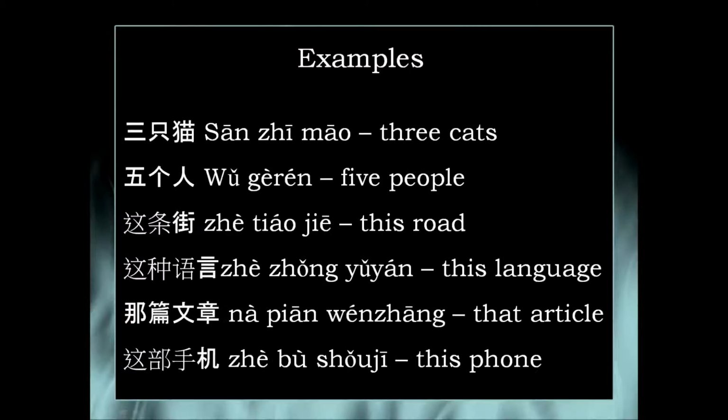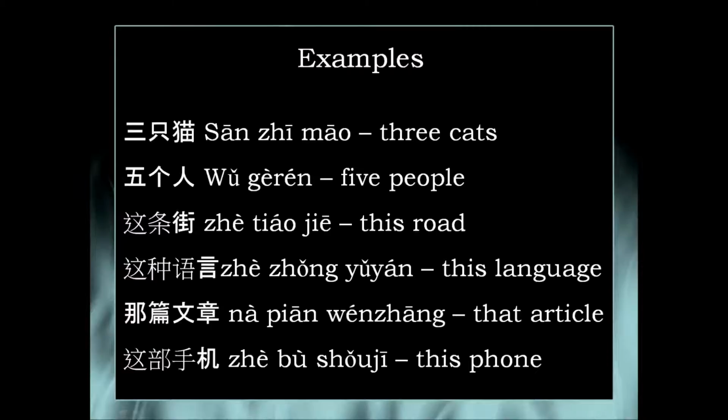So here are some more examples. 三只猫 means 3 cats. 只 is the quantifier often used for animals. 三, 3, 猫, cats. 五个人, 五, 5, 个, the quantifier for people, the most generic quantifier. 人, person or people. 这条街, 街 means road. 条 is a quantifier often used for stripy shaped objects, like stripe or long, narrow.